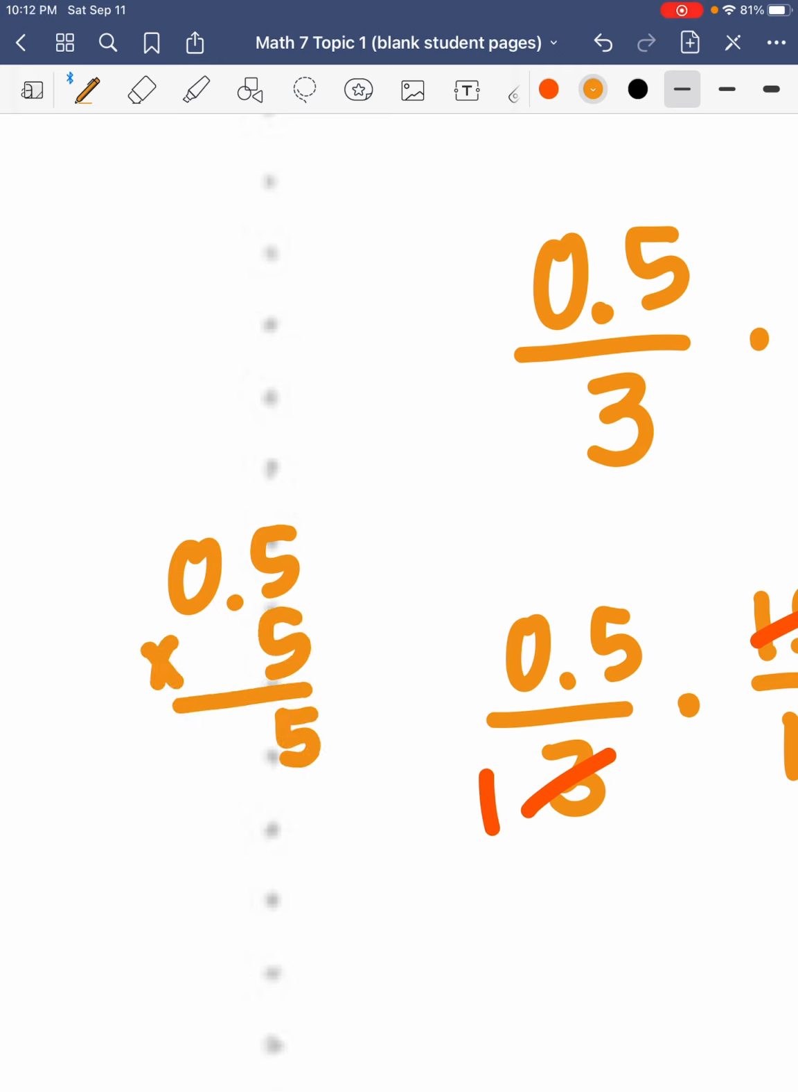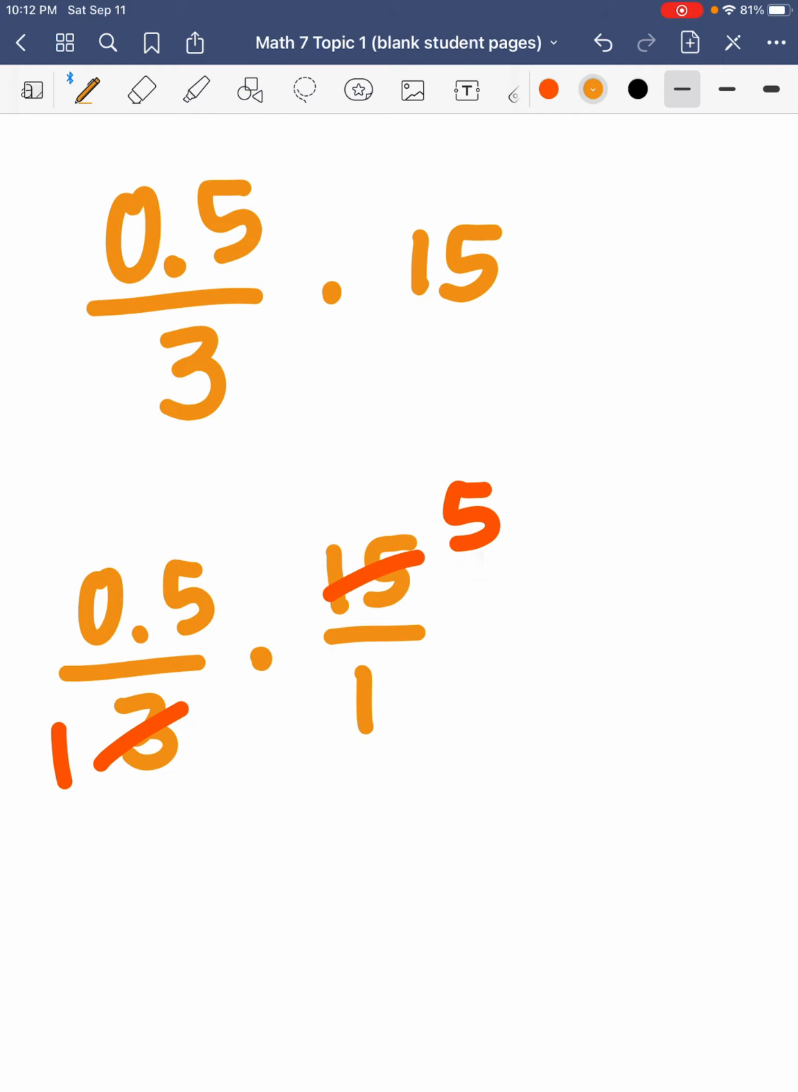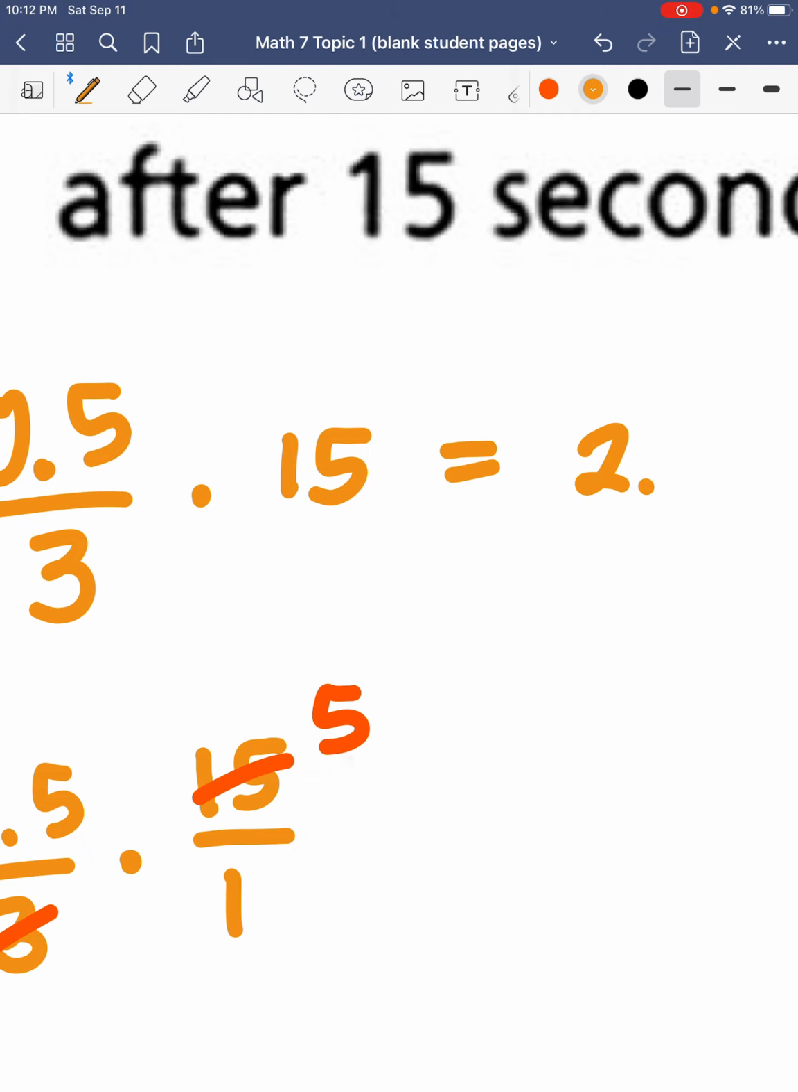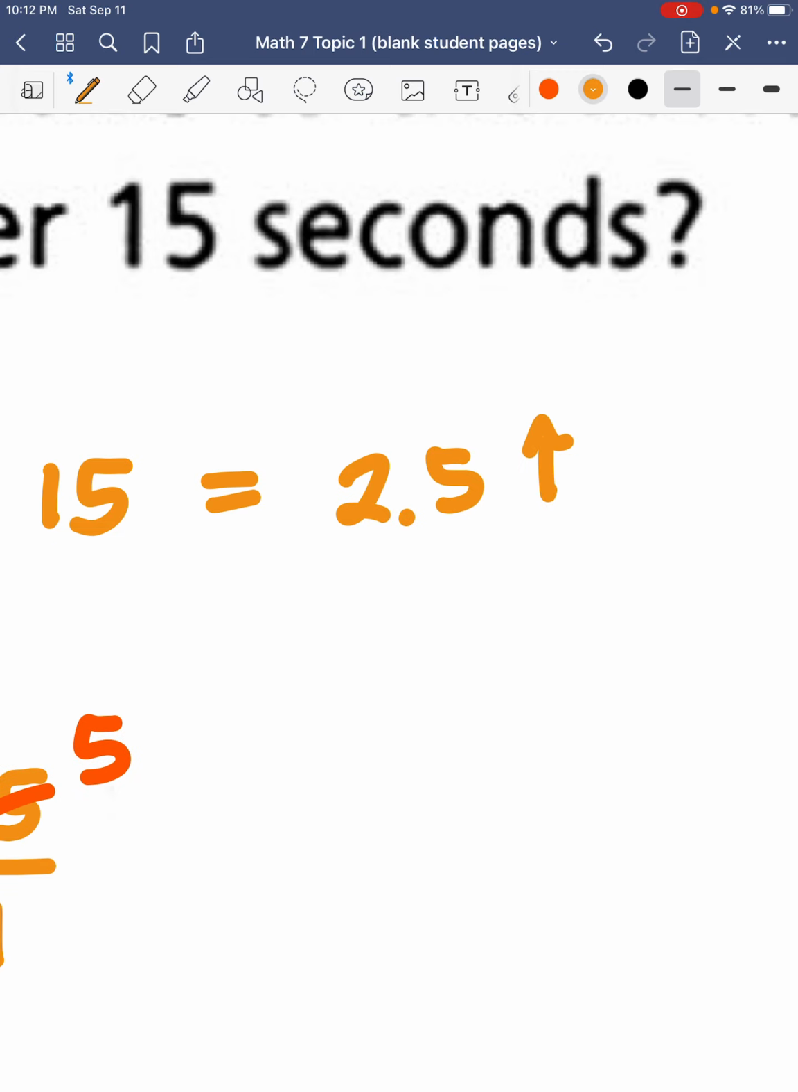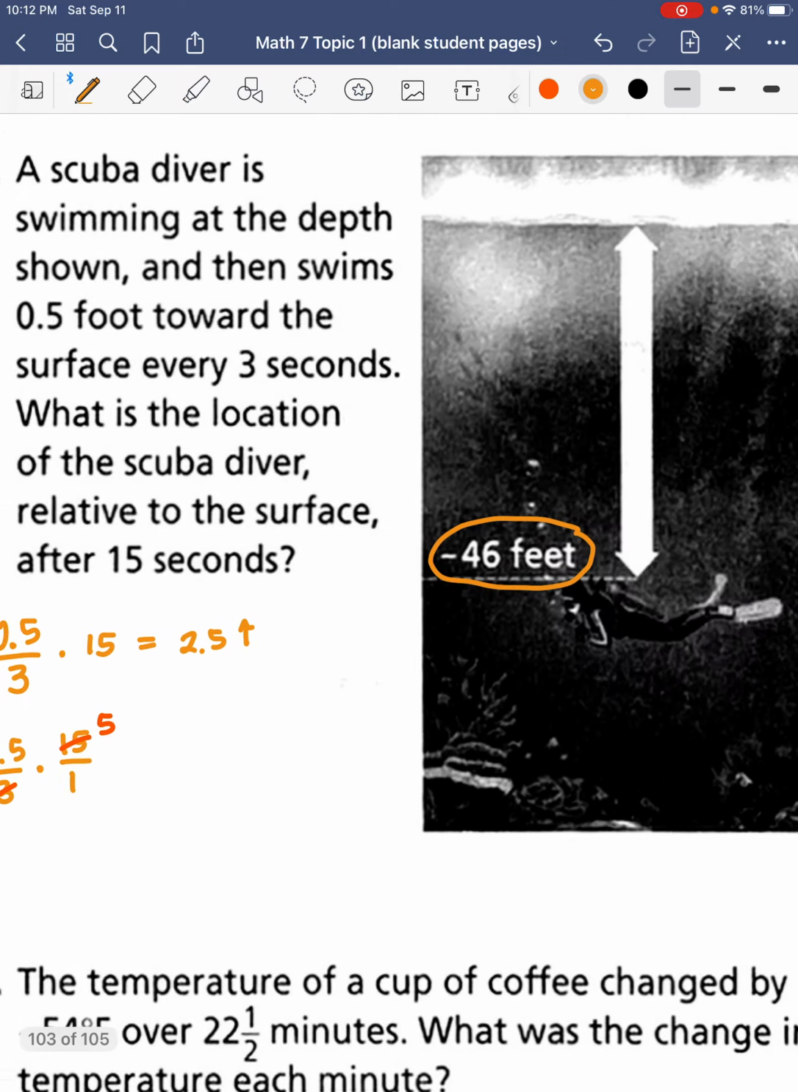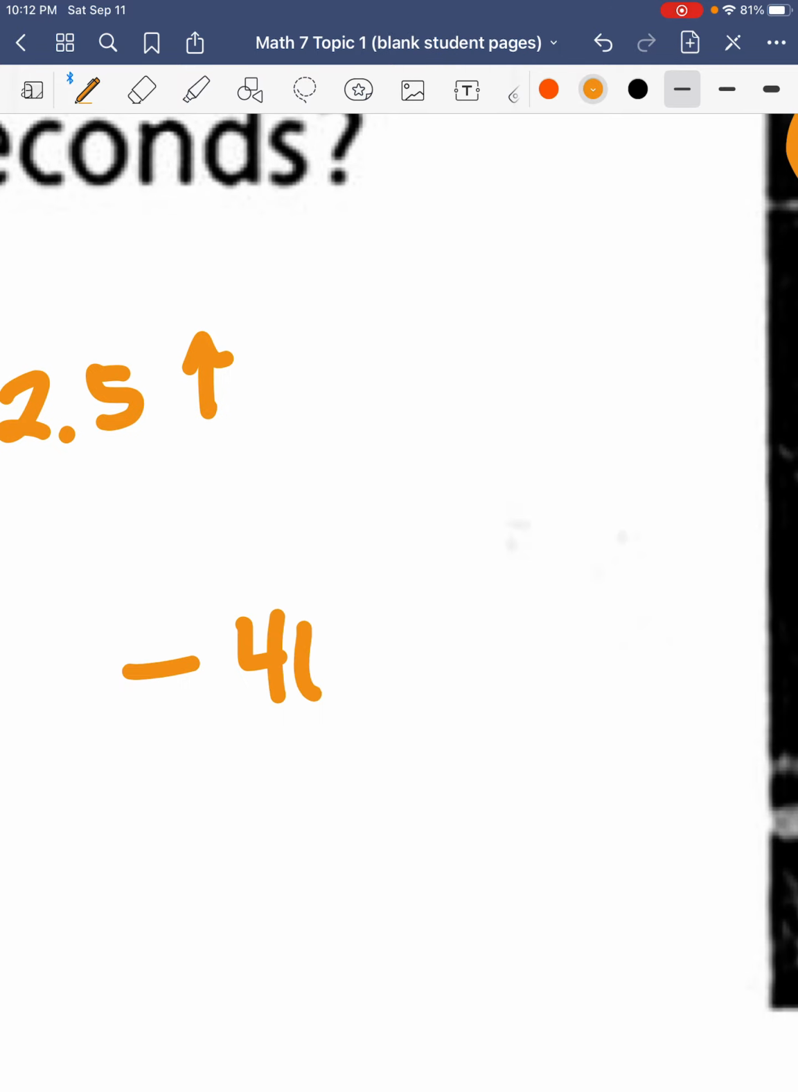5 times 5 is 25. 5 times 0 is 0 plus 2 is 2. And I need to move my decimal just 1 place over, so it's 2.5. So what that means is that the diver swims up 2.5 feet. Okay? So let's take where he starts. He starts at negative 46 feet. And he swims up 2.5 feet. So if we add these two numbers together, we'll figure out where he is after 15 seconds.